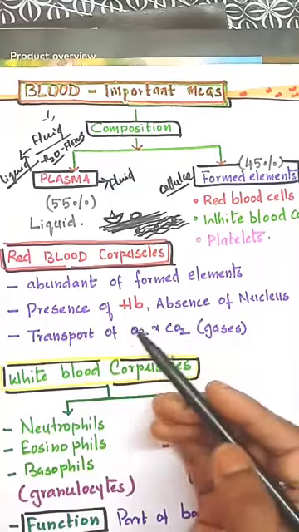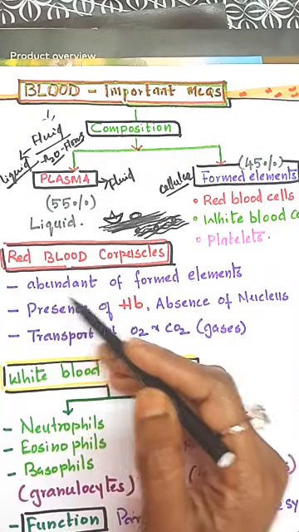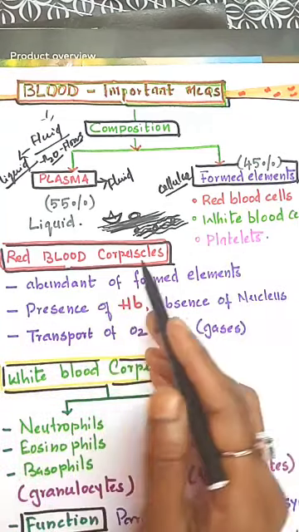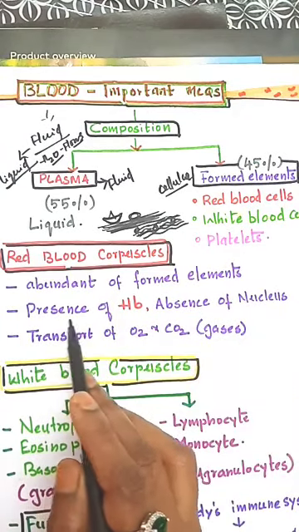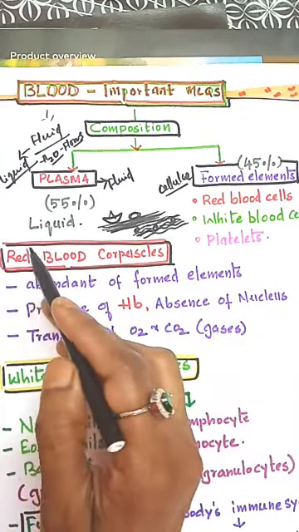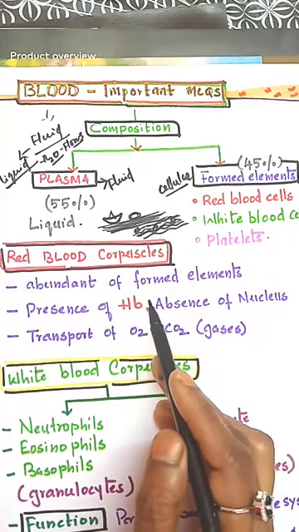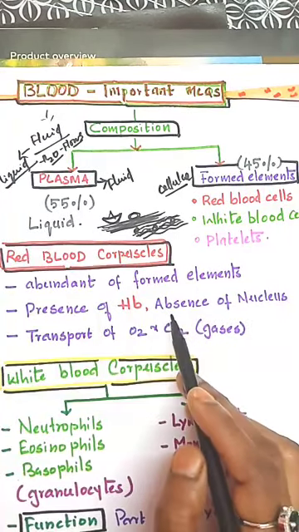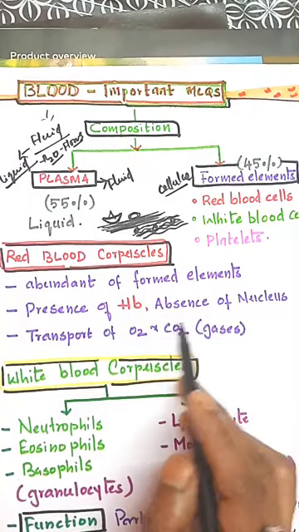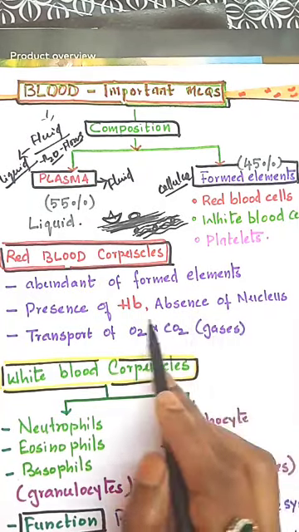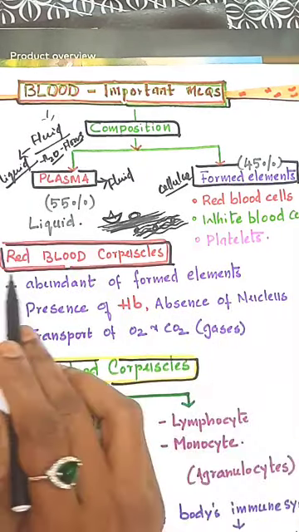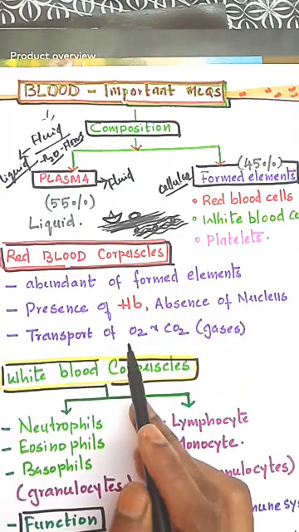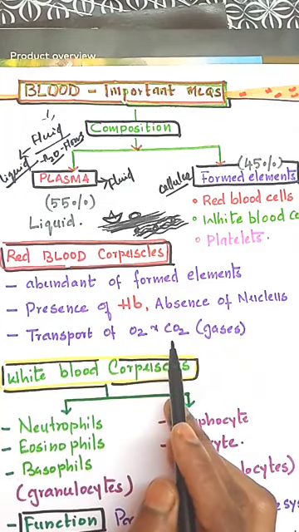First is the red blood corpuscle. They are the most abundant of the formed elements. Out of these three types of cells, red blood cells are more in number. Next is the presence of Hb. They are called red blood cells because of the hemoglobin, the iron pigment present inside the red blood corpuscles, and there is an absence of nuclei: there is no nucleus in red blood corpuscles, which is very important. What is the main function of red blood corpuscles? They transport respiratory gases, oxygen and carbon dioxide.